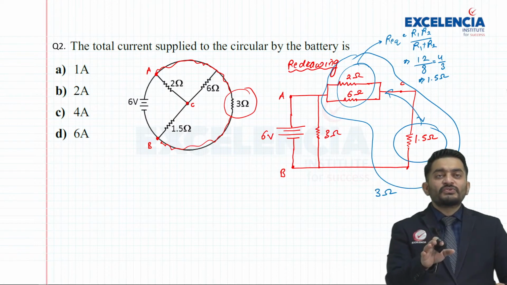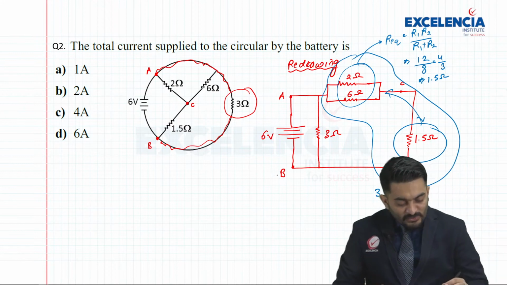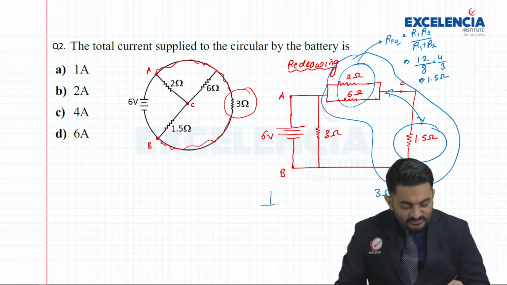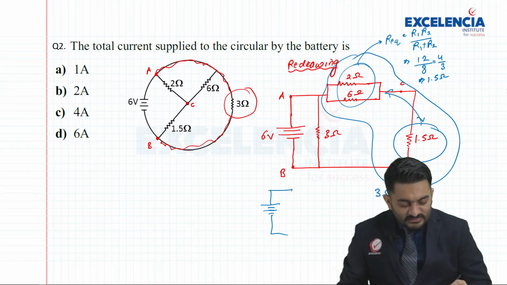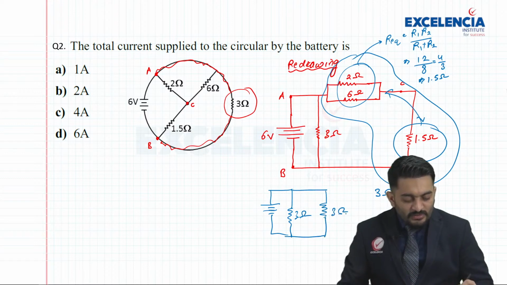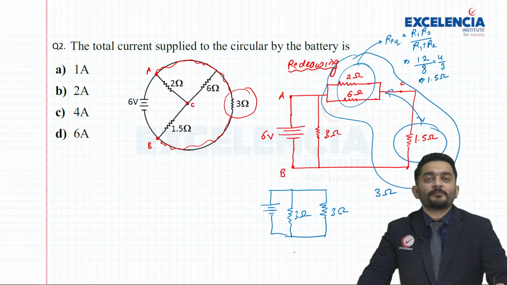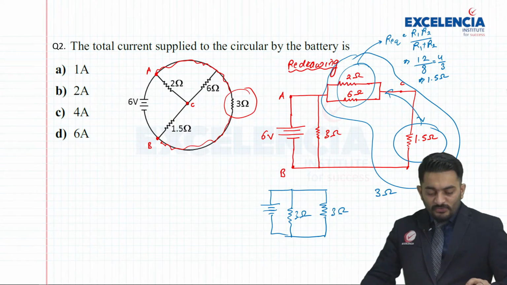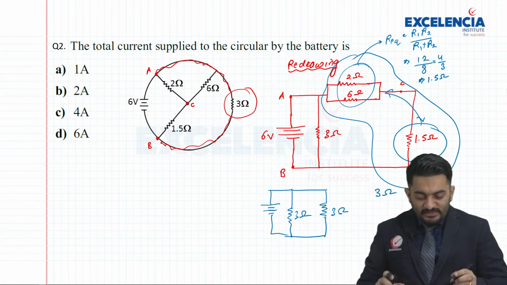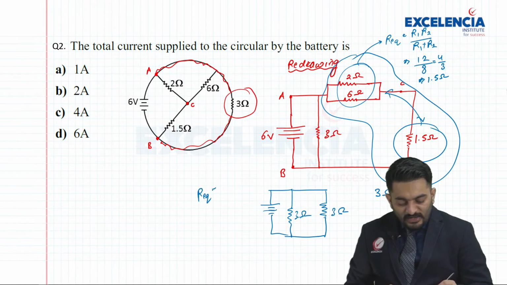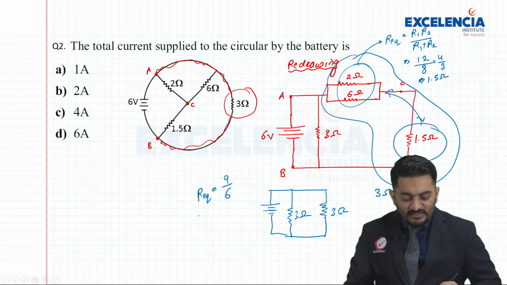Now I think we are very close to the R equivalent value, because if I redraw this circuit, this is my battery over here, and from the battery you can see I have my 3 ohm resistance, and then the entire combination which I have solved is also coming out as 3 ohm. Now what do you need to do? I need to calculate the R equivalent. Again I have to go for parallel. So 3 into 3 gives you 9, and this is 6.